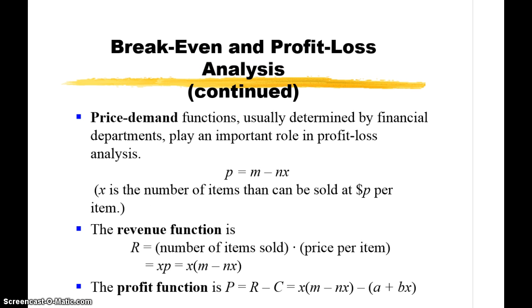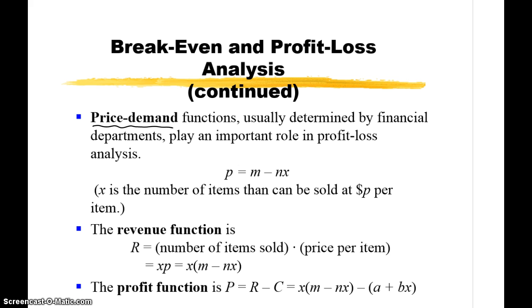The price demand functions, usually determined by financial departments, play an important role in profit loss analysis. The function P equals M minus NX is going to be used to describe price demand. X here is the number of items that can be sold at P dollars per item. You should really read the textbook because they get into more detail about this price demand function.